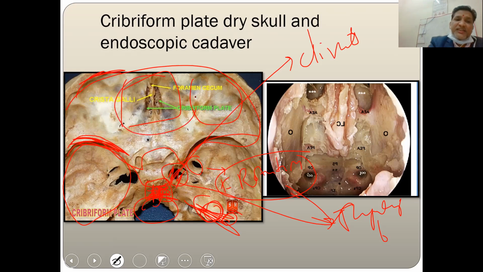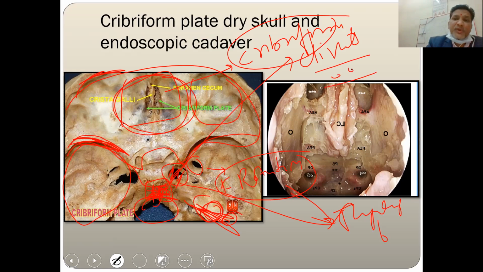So this anterior cranial fossa has a floor formed by the cribriform plate. The cribriform plate is a sieve-like structure with multiple perforations, about 20 perforations in the ethmoid roof. Give me a minute actually.